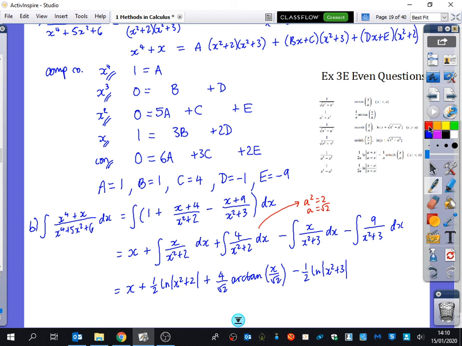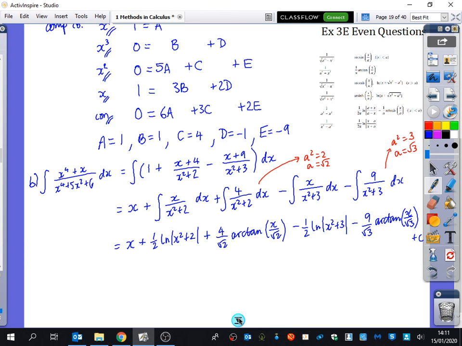And minus 9. This one here, a squared is 3, so a is root 3. I know it sounds silly, but just having the a written there somehow makes it easier. And then we've got minus 9 over root 3 arctan of x over root 3 plus c. Nearly there. We can put the logs together, and then that's it.